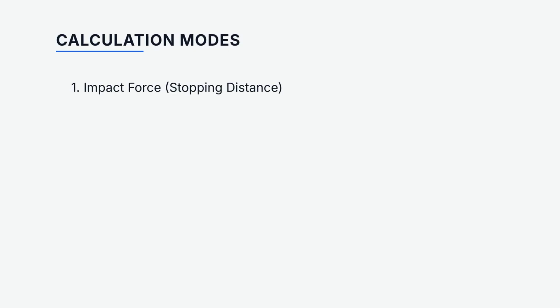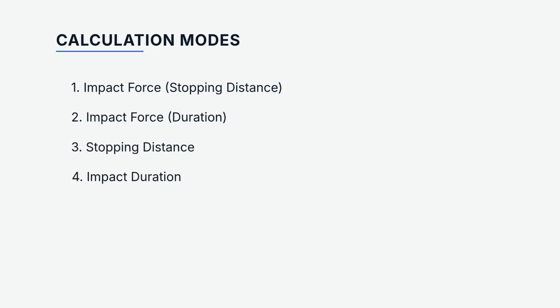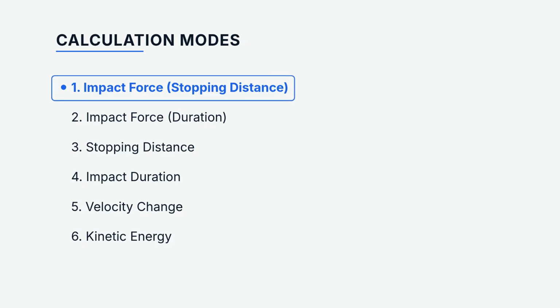First, you'll see the calculation mode dropdown with 6 options. Calculate impact force from stopping distance. Calculate impact force from impact duration. Calculate stopping distance. Calculate impact duration. Calculate velocity change. And calculate kinetic energy dissipated. For our demonstration, we'll select Calculate impact force from stopping distance.